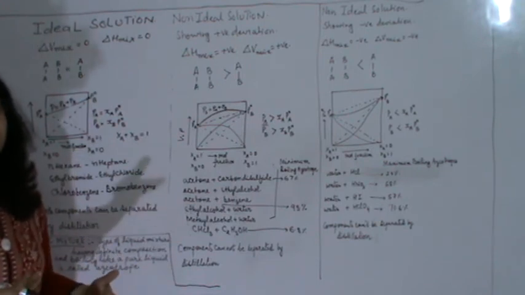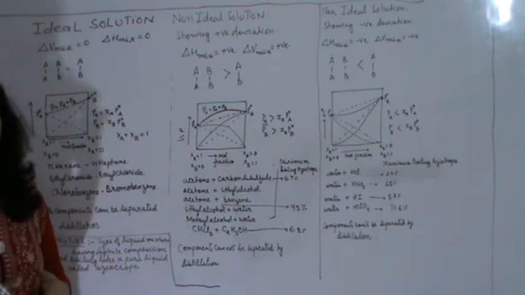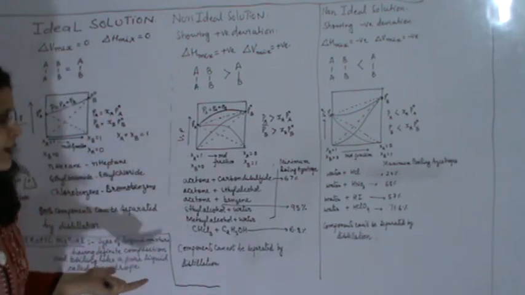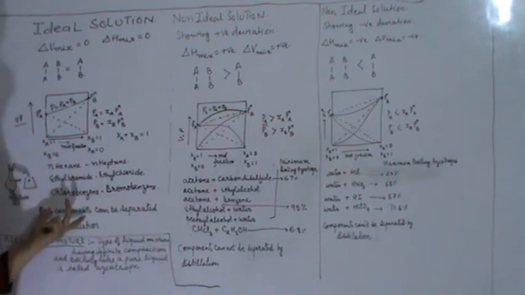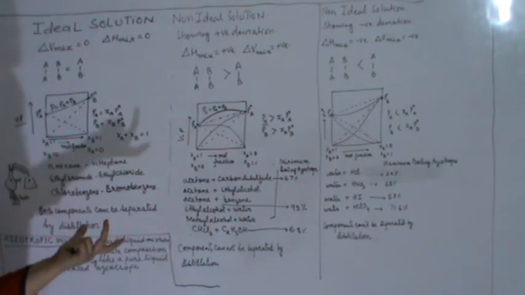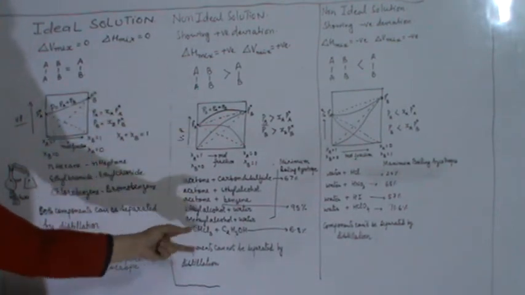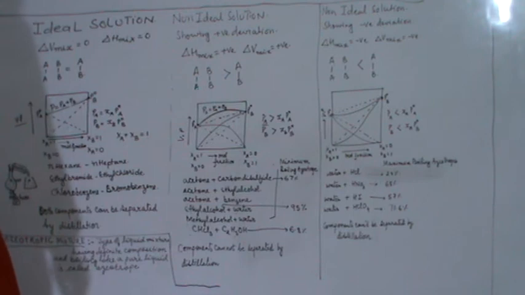Sometimes we get a question, distinguish ideal and non-ideal solution. So to differentiate ideal from non-ideal, this is also a point that in an ideal solution we can separate both the components with the help of distillation, but in case of non-ideal solutions, they cannot be separated with the help of distillation. They cannot be separated because at a certain composition, they start boiling at a constant composition.